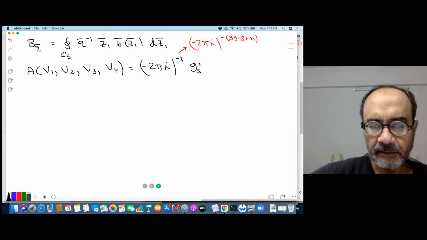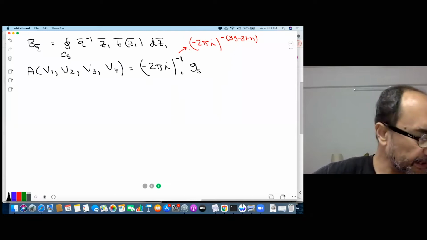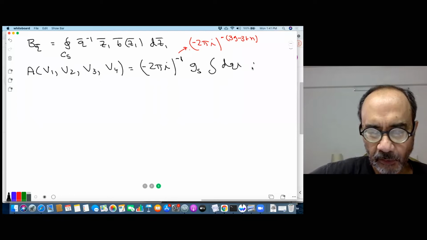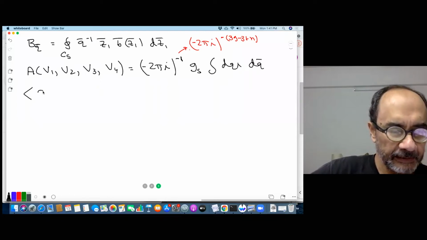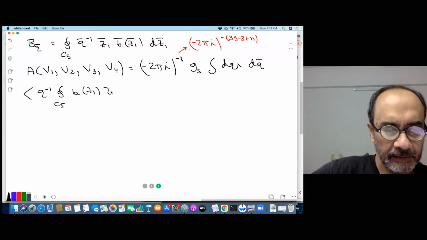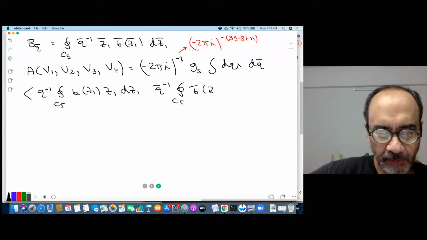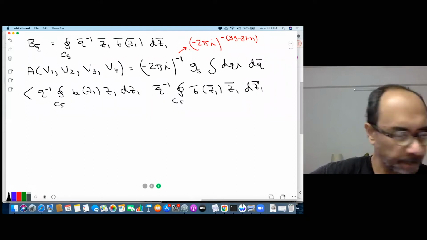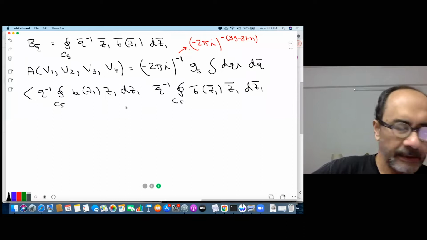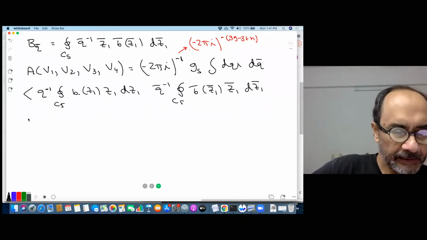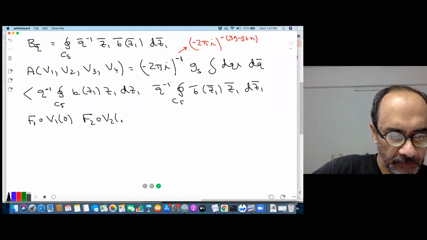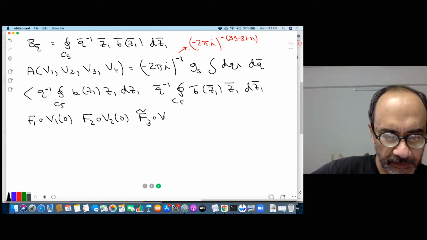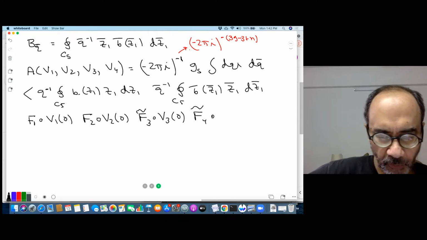Then there is g_s to the appropriate power, 3g minus 3 plus n. So that comes here. Then the integral dq over dq bar. And inside, we have Q inverse times the integral of c5 b of z1, z1, dz1. Then Q bar inverse times the integral of c5 b bar of z1 bar, z1 bar, dz1 bar. And then we are using, let me explain this, f1 dot v1 of 0, f2 dot v2 of 0, and I'll explain what f tilde are, f tilde 3 dot v3 of 0, f tilde 4 dot v4 of 0.